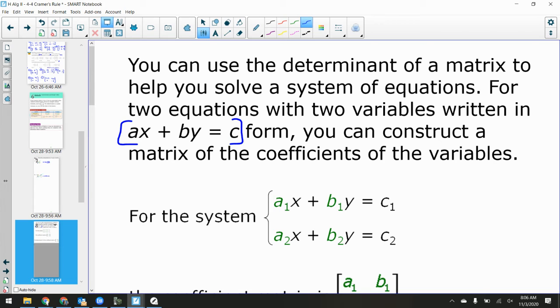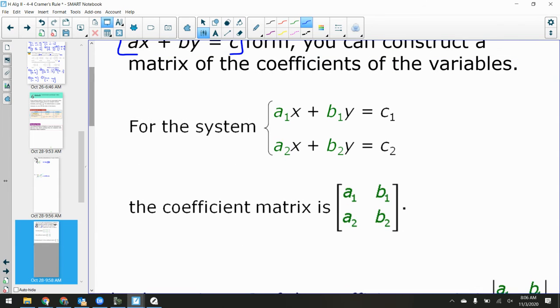All right, so it's got to be in standard form, right? AX plus BY equals C form. You can construct a matrix out of the coefficients. Once you get your 2 equations set up in standard form, they're both going to be AX plus BY equals C form. You're going to have 2 coefficients of A, 2 coefficients of B, and a set of C values, the constant values. So what you can do is remove those coefficients and use them as what we call the coefficient matrix. Pretty simple in its name. Those are just the values of the coefficients of x and y.